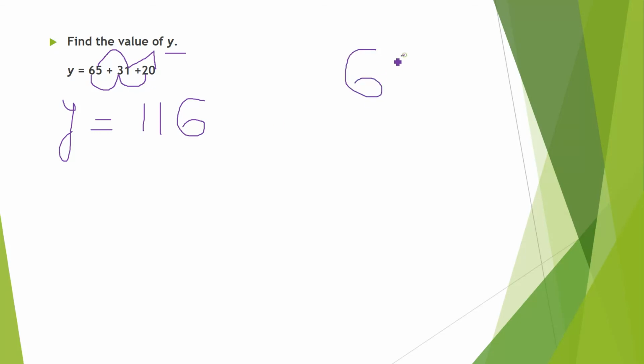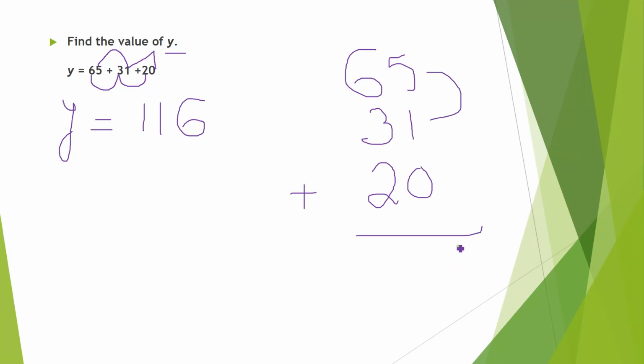Right? I will show you here the other method, this, and then 20. You have to add it. 5 plus 1 6, 6 positive 3 9 positive 2 11 116.